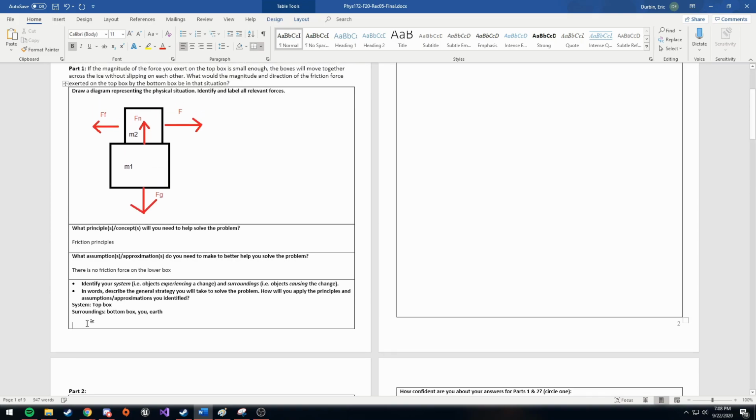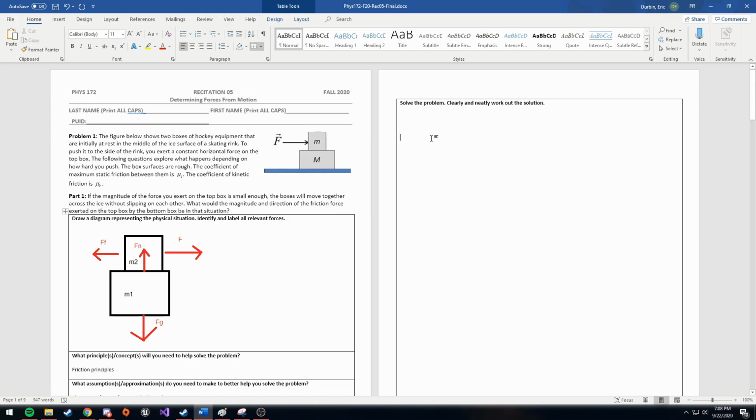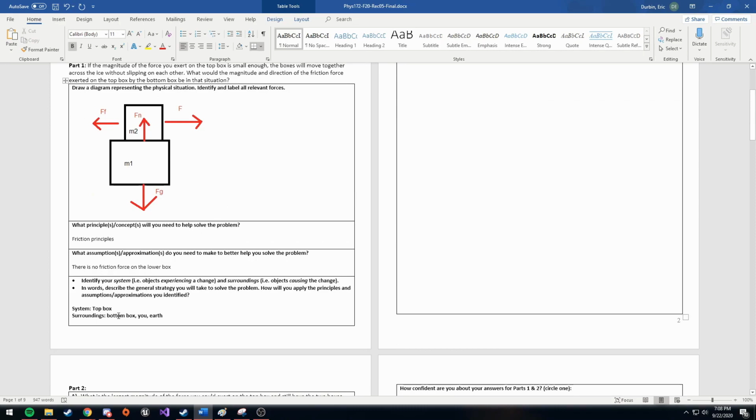I think since they're not slipping on each other, it would be the top box and the bottom box. Top and bottom, okay. The system is both boxes. Okay, I'm good with that. And the surroundings are the ice, and you. Yeah, I agree. You guys convinced me.